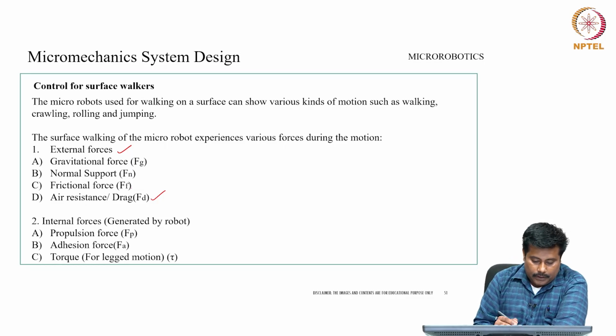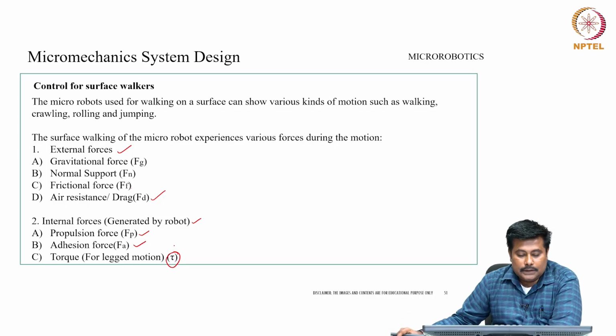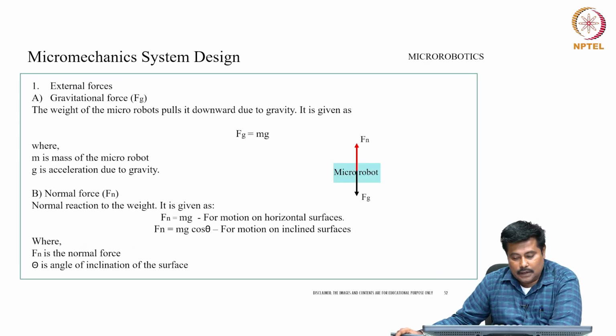Similarly, when we talk about the internal forces, which are generated by the robot, there is a propulsion force Fp, an adhesion force Fa, and a torque for legged motion, which we call tau. Now, we will see how these parameters influence the overall propulsion of a micro robot.